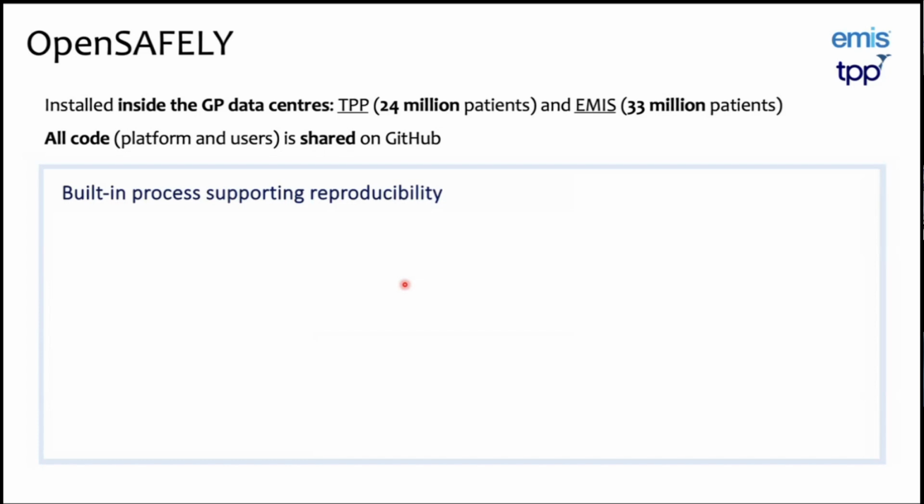So there are 3 key bits with OpenSAFELY. One is it interacts directly with the GP data center. So it's installed in the GP data centers, and fortunately, in England, there are only 2 data providers, software providers. That's TPP with the servers in Leeds and has a bit more GP spread all over England that use it, but a bit less patients. And then EMIS with the servers in London and mostly services the GPs in and around London.